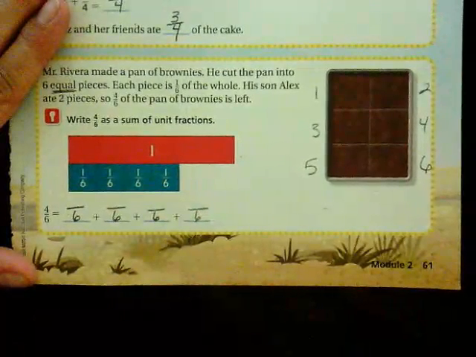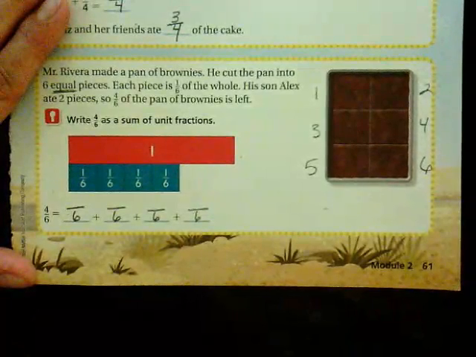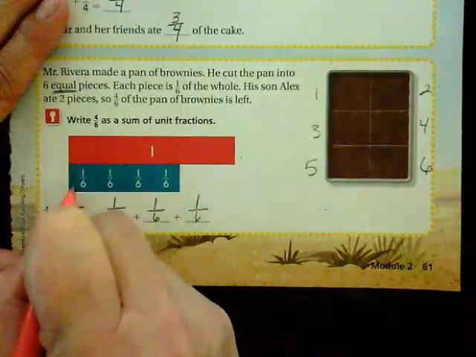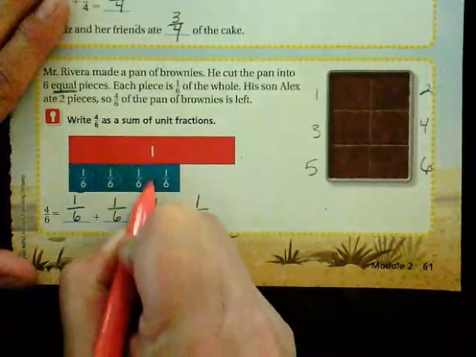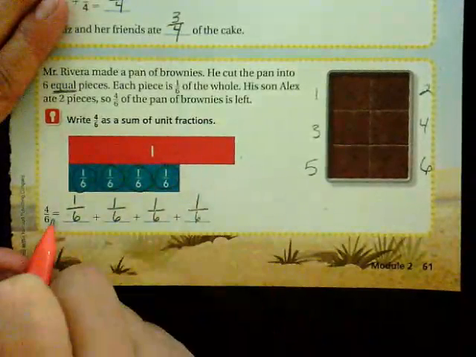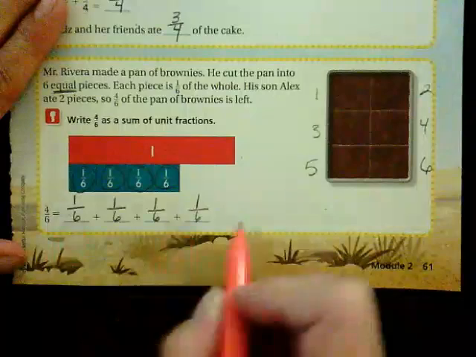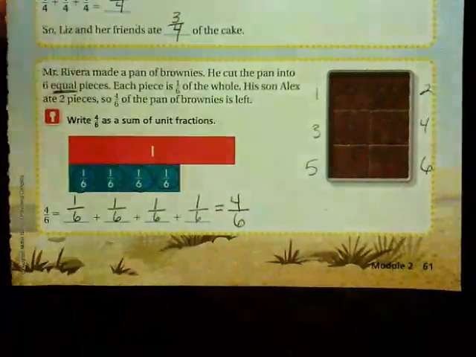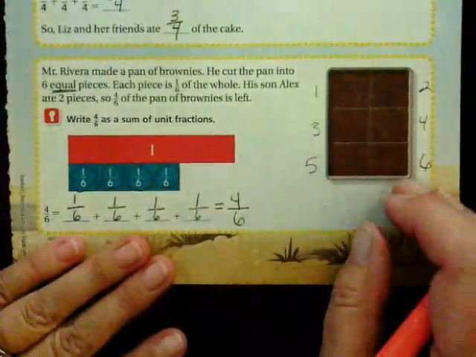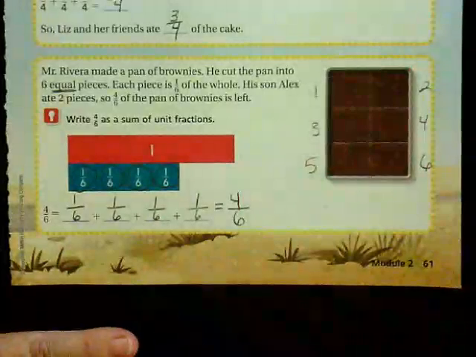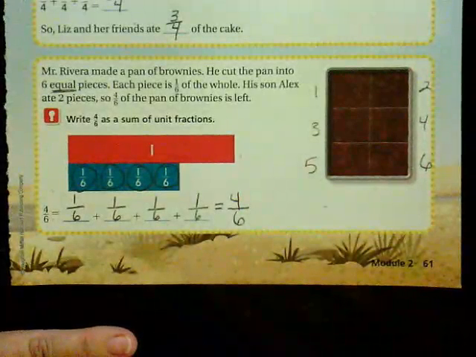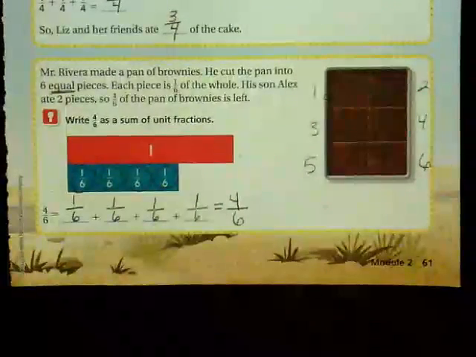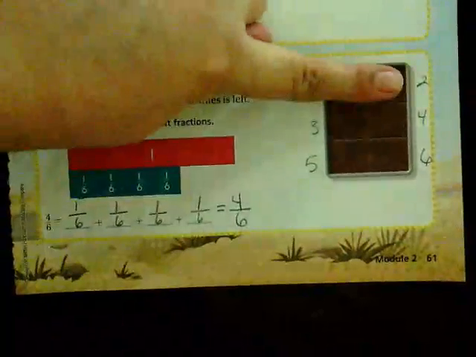All right? How many pieces are in a unit? 1. 1 piece in each unit. So 1/6 plus 1/6 plus 1/6 plus 1/6 equals 4/6. I'm going to write it over here too, just so it's big like the rest of them. The fraction of brownies left in the pan is 4/6 of where they started from. Because Alex ate this piece and this piece. They've been eaten. So we're going to pretend like those two are gone.